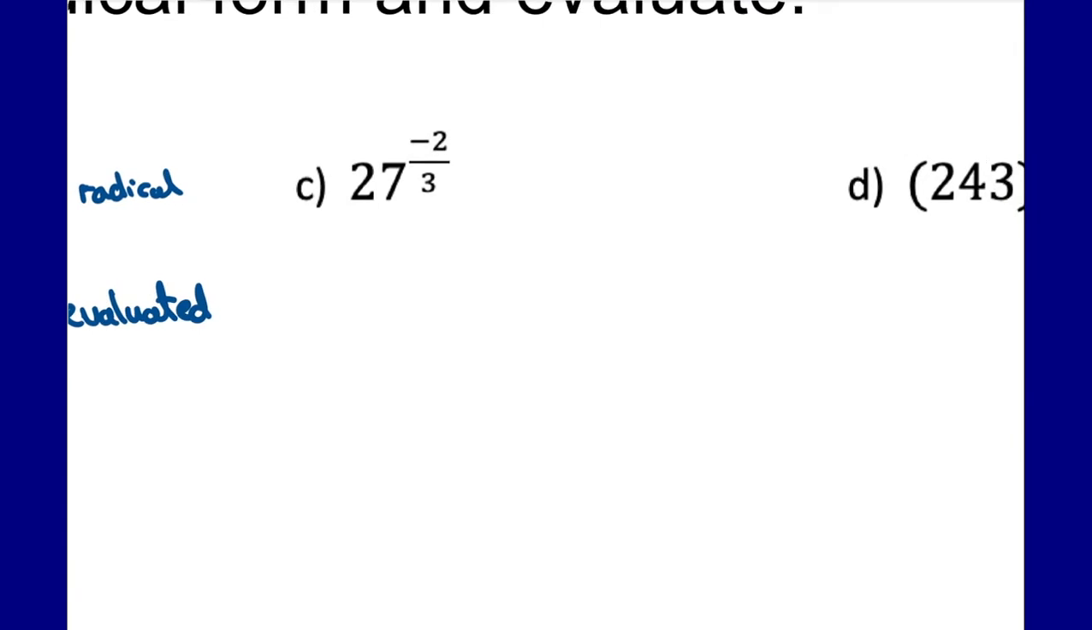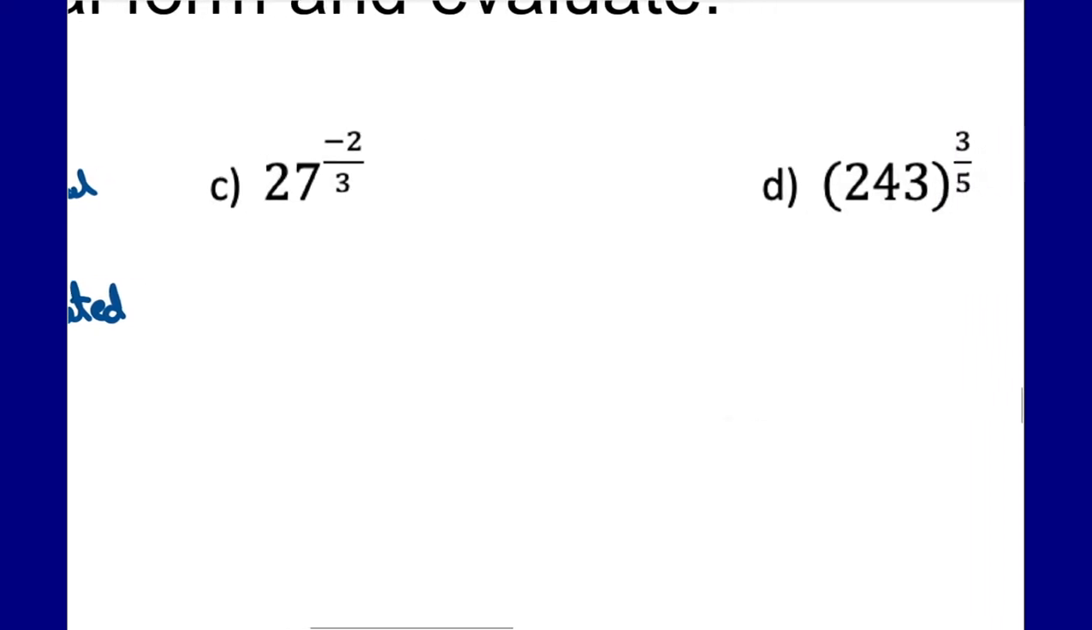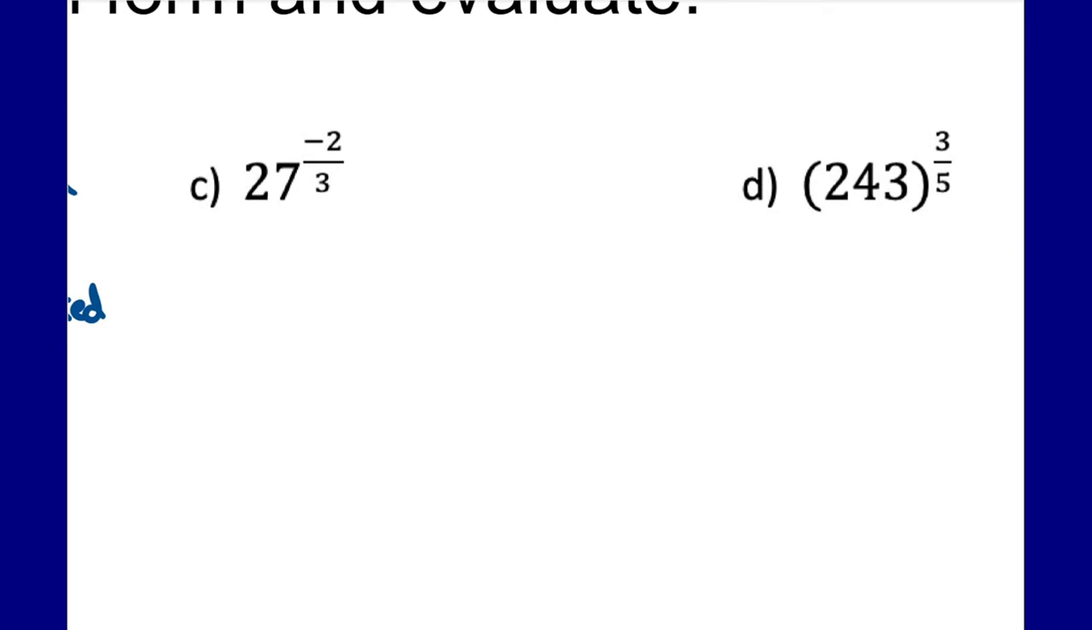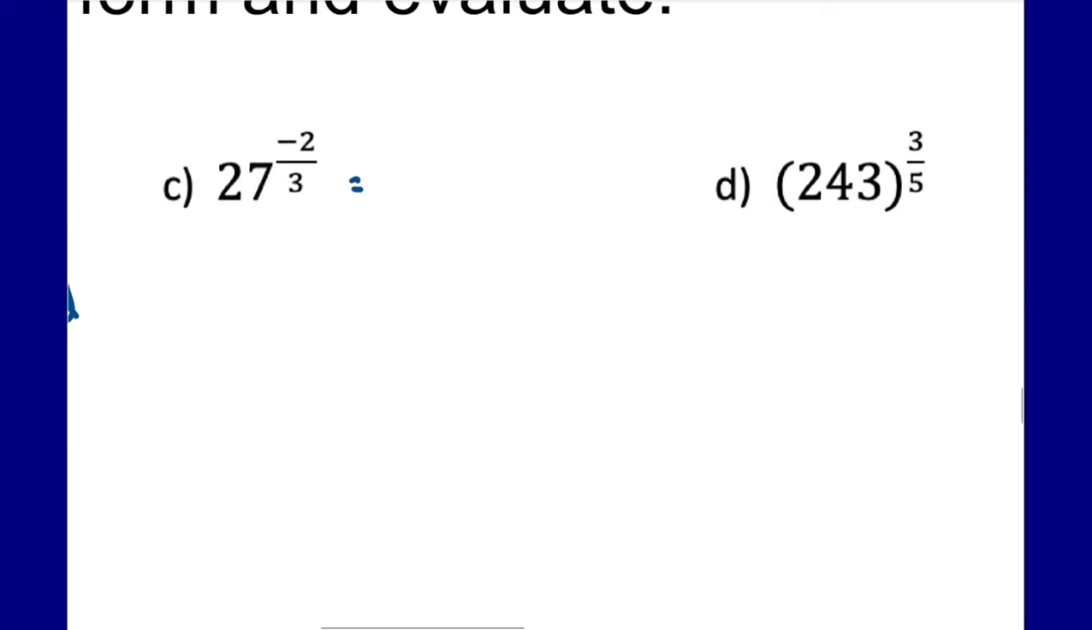C, 27 to the power of negative 2 over 3. Now in this case, if I want to turn it into a radical, my best bet is to turn it into a positive exponent. So to turn it into a positive exponent, I need to flip my base, so it becomes 1 over 27 to the power of 2 over 3.